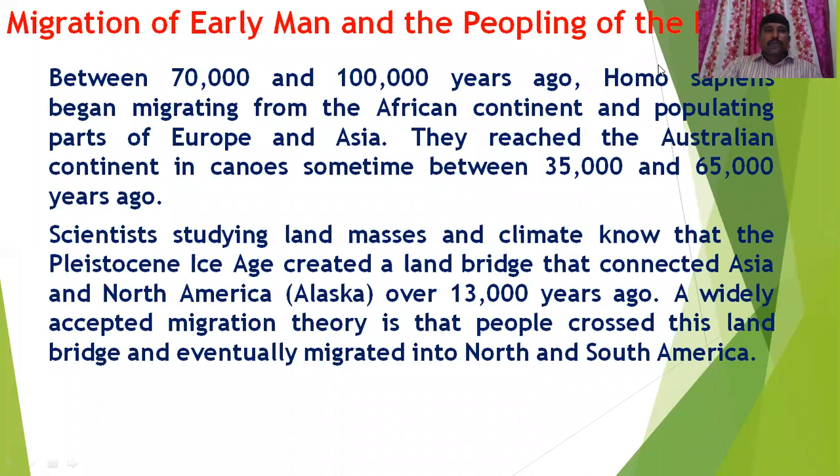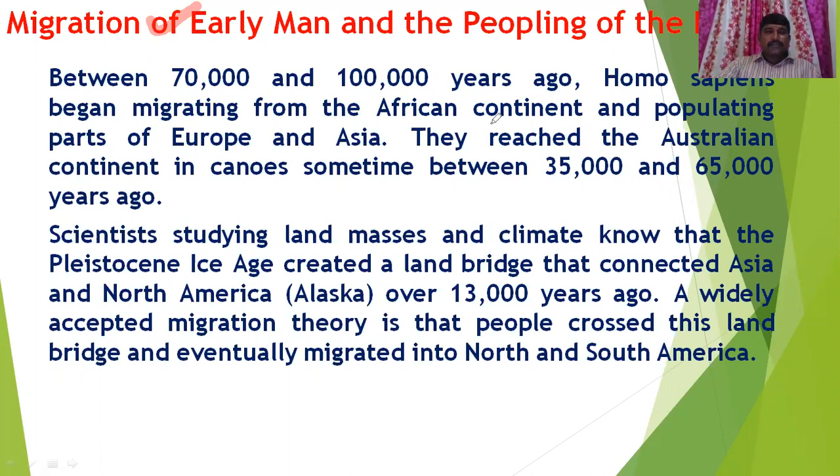Now, we move on to the migration of early man, and we also focus on the peopling of the earth. Between 70,000 and 1 lakh years ago, Homo sapiens began migrating from the continent of Africa and populating parts of the European and Asian continents. Homo sapiens reached the Australian continent in canoes sometime between 35,000 and 65,000 years ago.